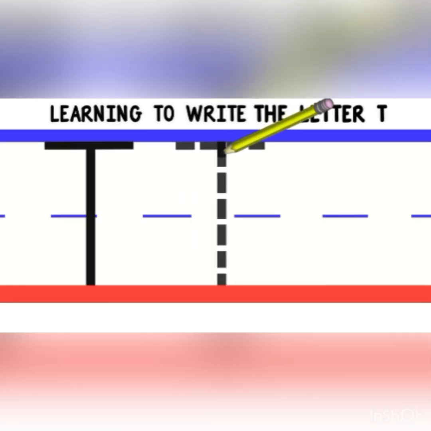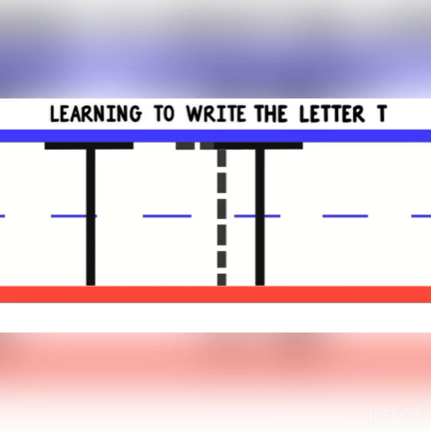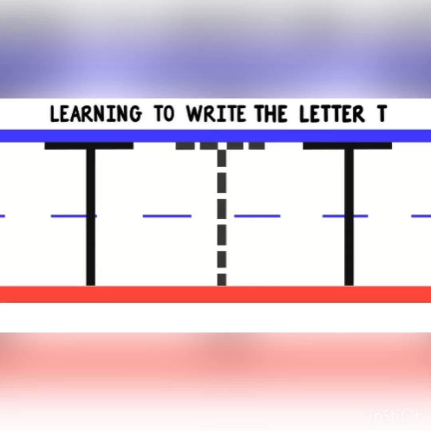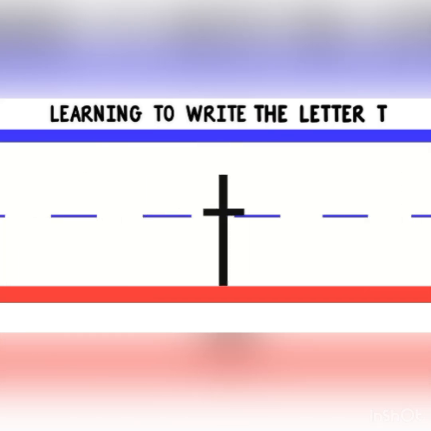We'll start at the top and do a straight line down. Then we'll go back up and do a line across the top. Good job! Now you try. Good job! Now let's move on to lowercase or little t. To write little t, we'll start at the top and do a straight line down. Then we'll go to the middle and do a line across the center. Good job! Let's do that again.